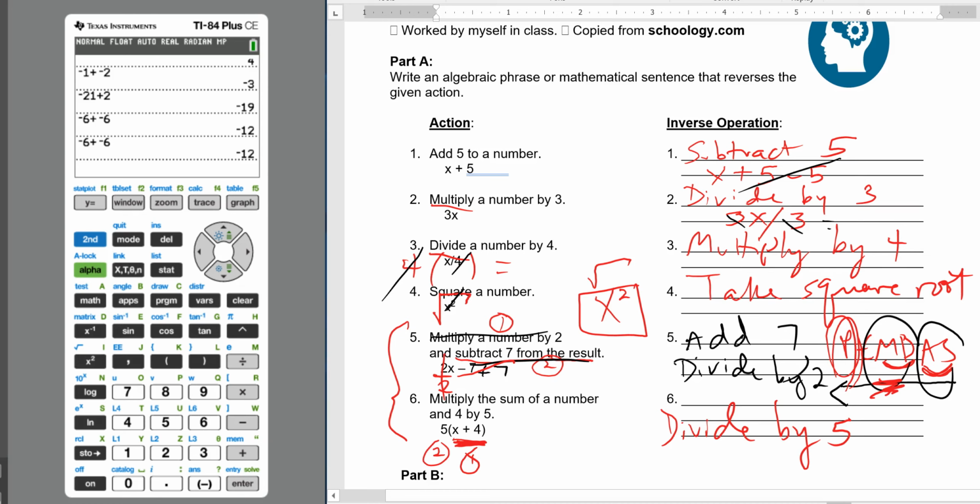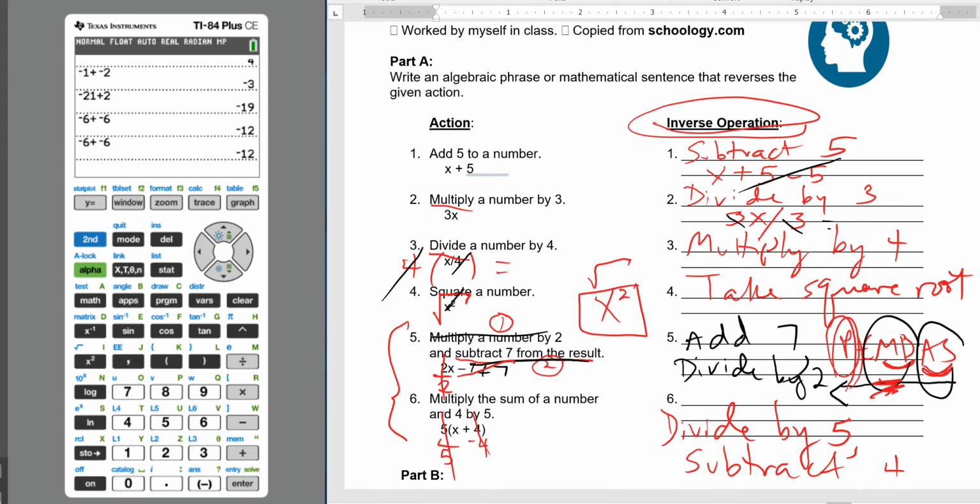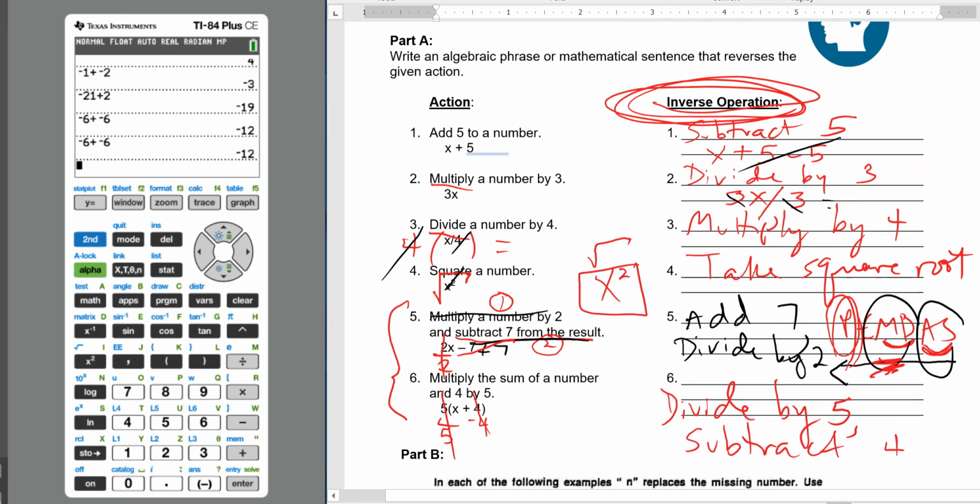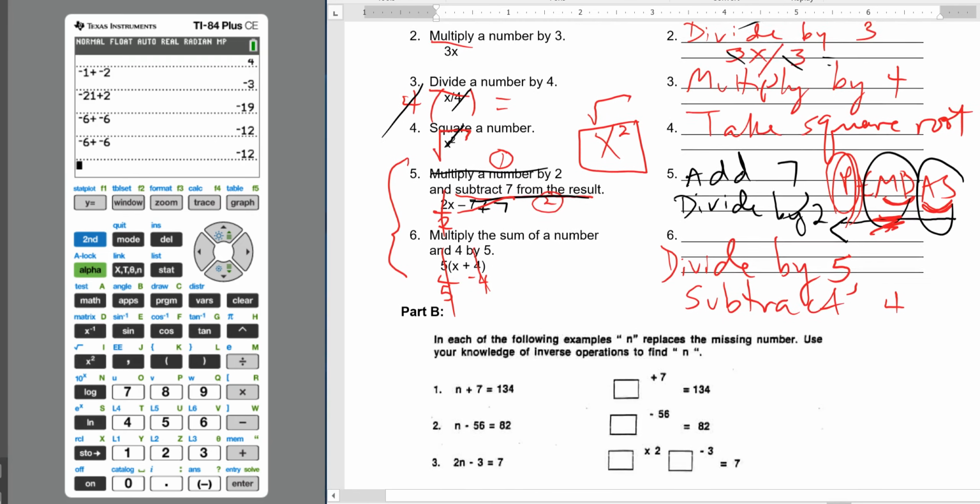And then P, parentheses. So in the parentheses we have adding 4. We're going to do the opposite and subtract 4. So think of it like this, where first we're going to divide by 5, get rid of the 5's, and now that all we have is x plus 4, now we'll subtract 4 to make the 4's cancel and have x alone. Okay, so all we're thinking about for right now is inverse operations, undoing a given operation.